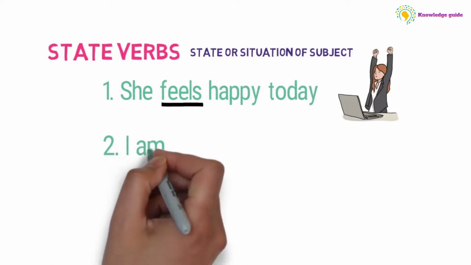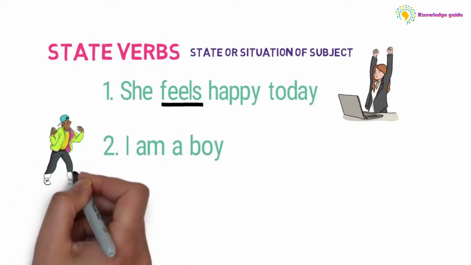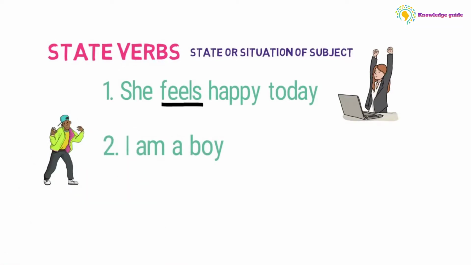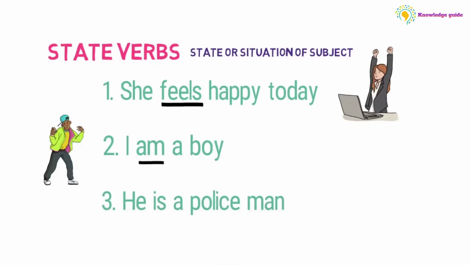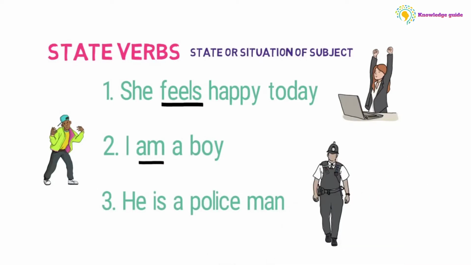Second, I am a boy. So how can we define this person, whether it is a boy or a girl? We use the word am, which is a state verb in the sentence. Third, he is a policeman. So here the state of the policeman is shown with the word is in the sentence, and it is a state verb. So friends, remember, verbs tell the action of a subject or the state or situation of a subject in the sentence.